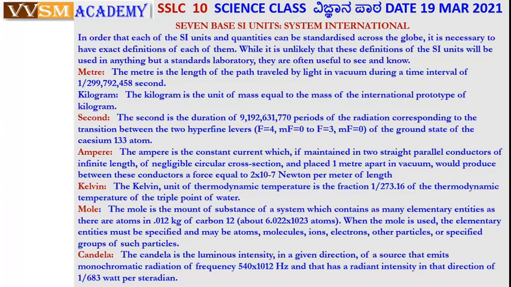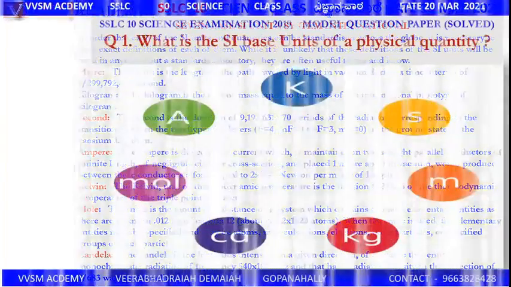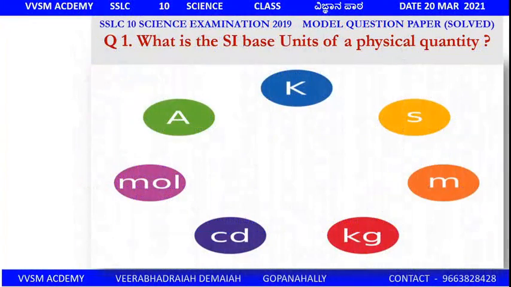Candela. The candela is the luminous intensity in a given direction of a source that emits monochromatic radiation of frequency 540 into 10 to the power 12 Hz, and that has a radiant intensity in that direction of 1 by 683 watt per steradian. Steradian is the unit. This is how the question is asked. What is the SI base unit of the physical quantity? The symbol stands for the 7 physical quantities.